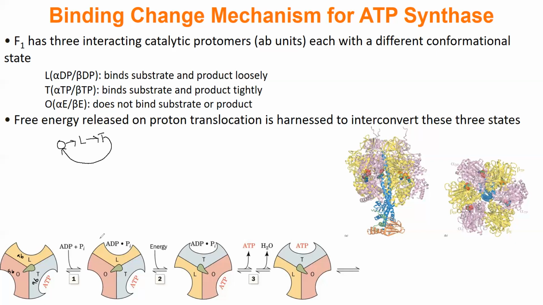So let's take a look at this. In the T state, you are binding substrates and products tightly. So here, when we start, we have ATP. And our first step is we're going to bind ADP and a phosphate, because remember, the whole point of this is to make ATP. And this binds in the loose state. So here we bind loosely. O doesn't have anything bound to it.